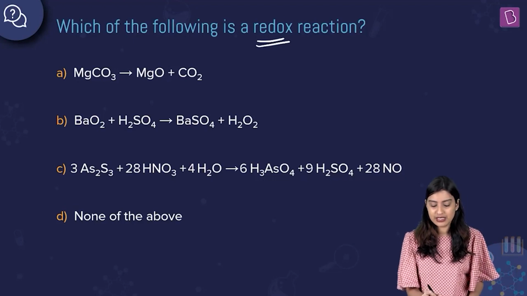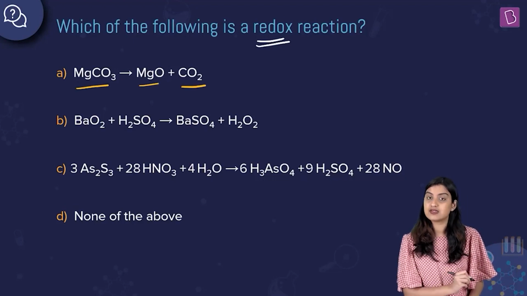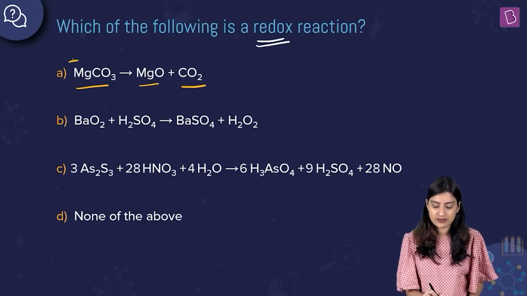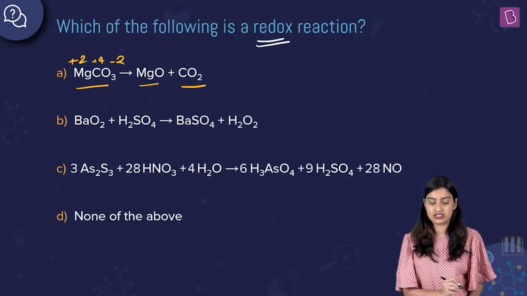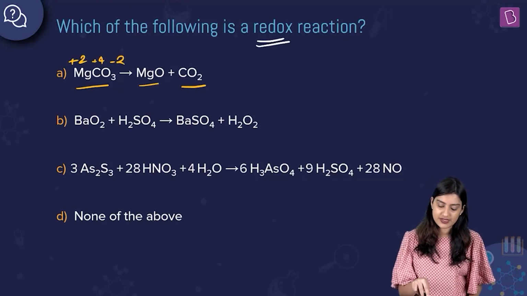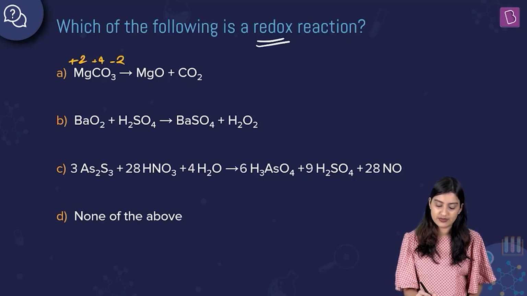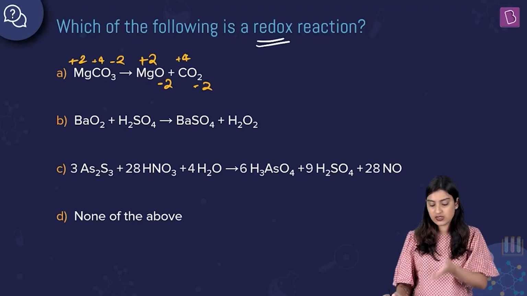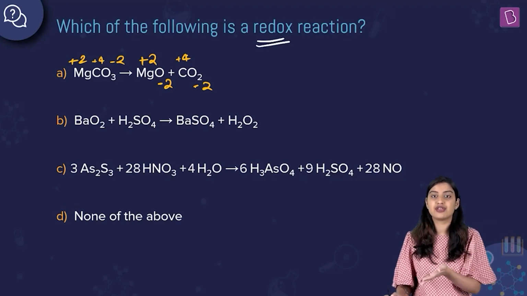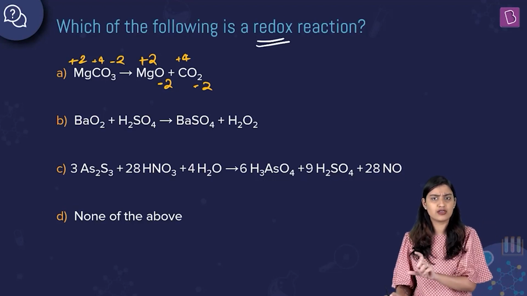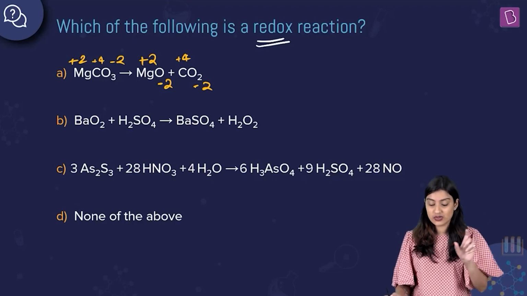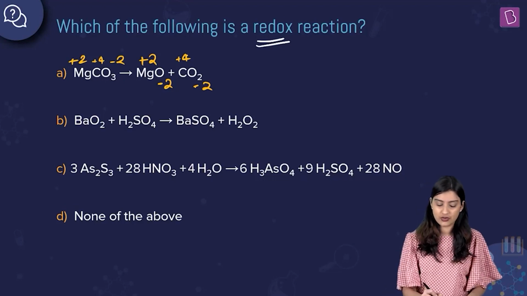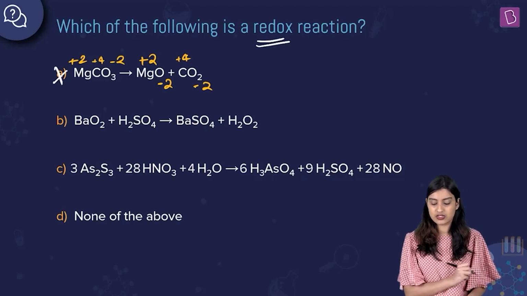So you have option A, magnesium carbonate is giving you magnesium oxide plus carbon dioxide. Here you know magnesium is in +2 oxidation state, carbon is in +4 oxidation state, oxygen is in -2 oxidation state, right? So what happens in MgO? Let's see, you have magnesium still in +2 oxidation state, oxygen in -2, carbon in +4, oxygen in -2. Correct. So basically whatever was the oxidation state before the reaction, even after the reaction, it's the same. So on the reactant side and on the product side, you have the same oxidation states. So this is not a redox reaction. In fact, this is going to be a decomposition reaction.